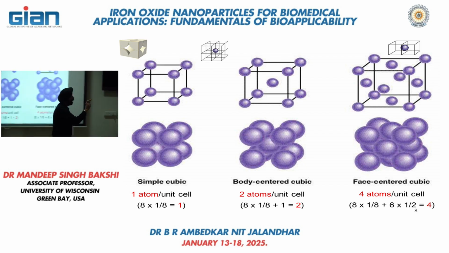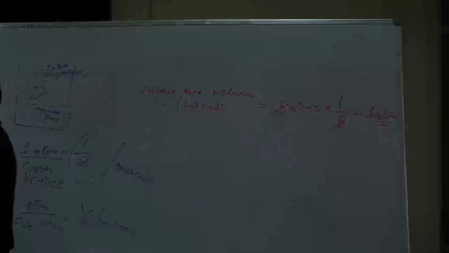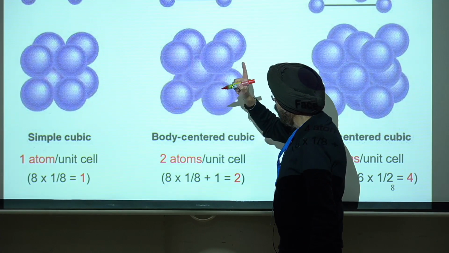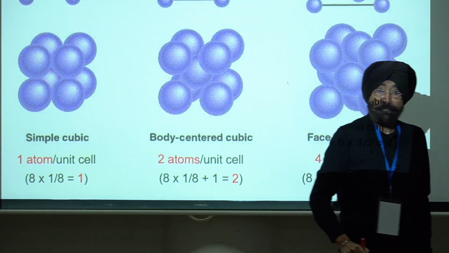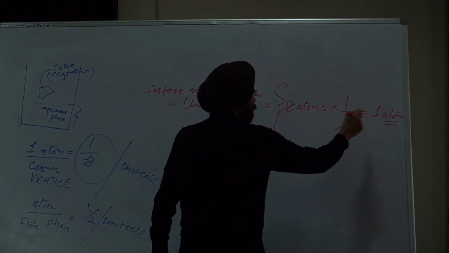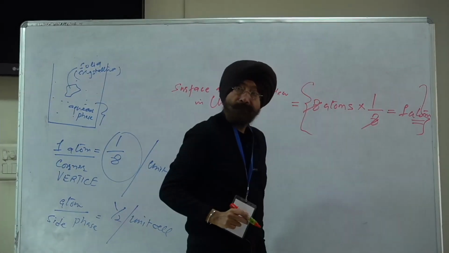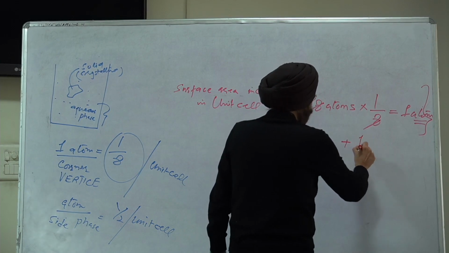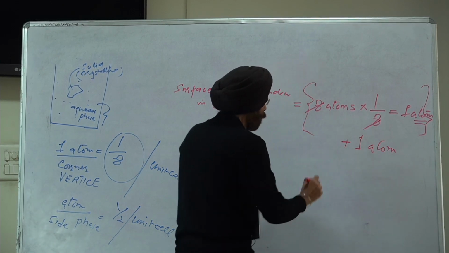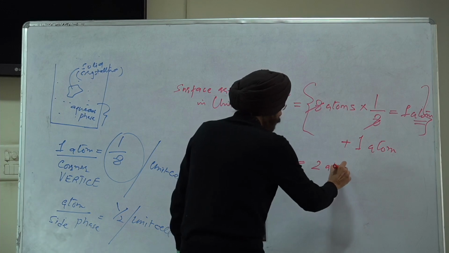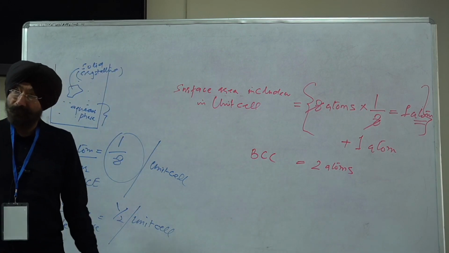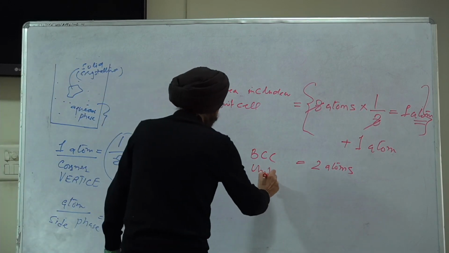So I have 8 atoms exactly the way of the simple cube, 1, 2, 3, 4, 5, 6, 7, 8, and there is a 9th atom in the center. So what I can do, it means that 8 atoms are equivalent to the surface area of 1 atom, plus there is 1 atom. So the total surface area is 2 atoms for the body-centered cube unit cell. Is it correct? So this is the body-centered unit cell.